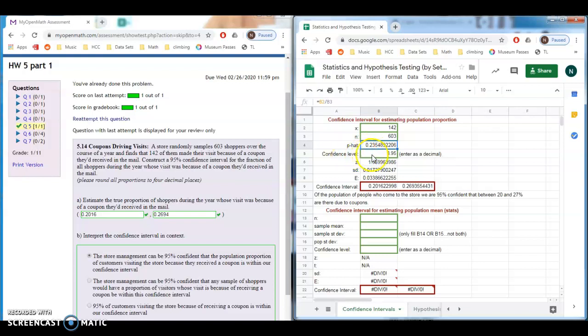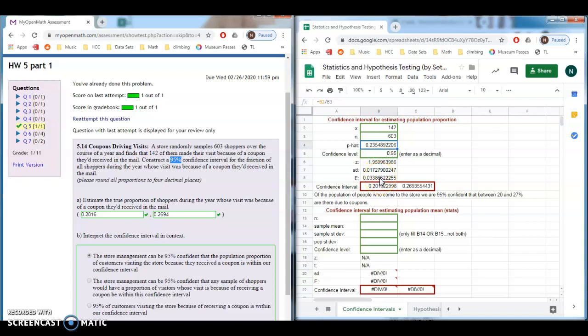We want to make a 95% confidence interval. The problem is just telling us that, so I have 0.95 here. This is the z-score that goes with the 95% confidence interval. This is the standard deviation that we could get from this p hat value. And this is what's called the margin of error, which is these two things multiplied together.